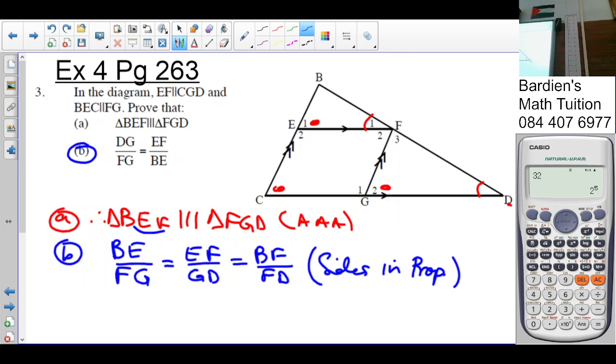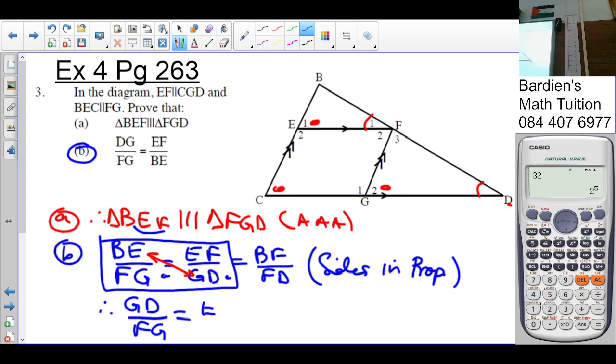Okay. What do they want? They want DG, which we have there. FG, they have there. So this is what we work with. EF and BE, and DG. So this one is on top, BE is at the bottom. Not so. EF and G is in its right place. Not so. This is a matter of replacing. So therefore, GD over FG is equal to EF over BE.